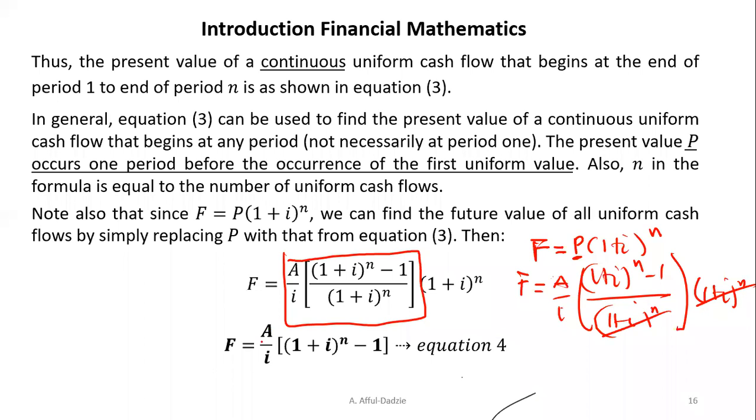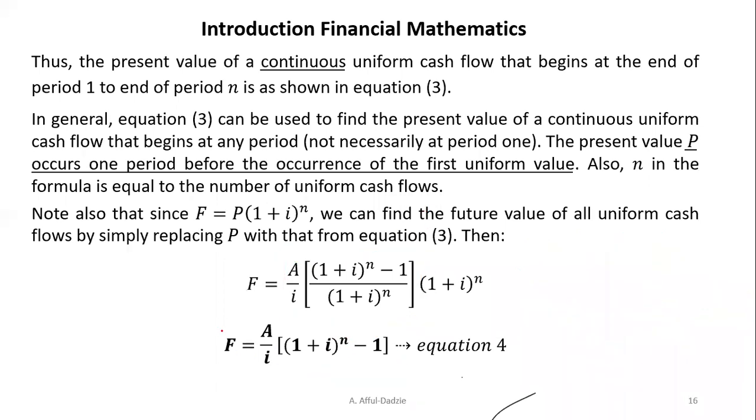The future value of a uniform cash flow is F equals A over I, (1 plus I to the power n minus 1). So this here helps us to also find the future value for uniform cash flow. Please have this at the back of your mind. Oftentimes in exams, you would have these formulas given to you.